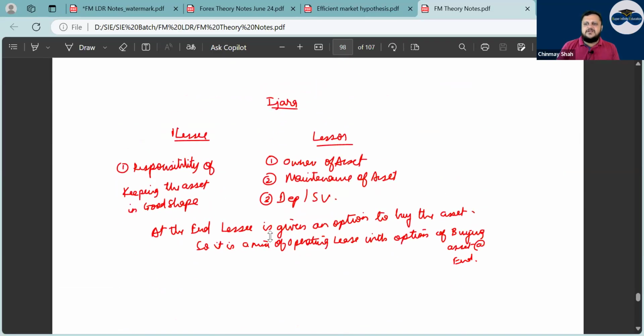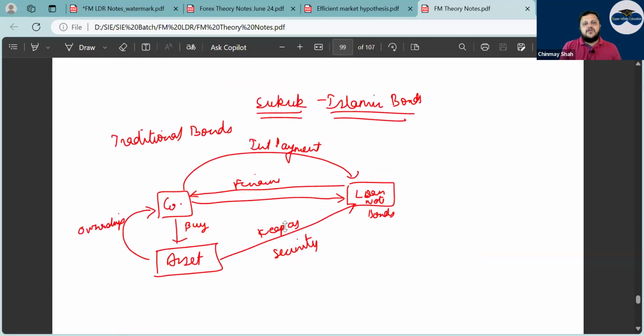Ijara means what? Lessee and lessor, correct? Responsibility of keeping the asset in good shape, maintenance of the asset, depreciation or scrap value lies with the owner of the asset, and at the end of the lease, the lessee is given an option to buy the asset. So it is a mix of operating lease and an option at the end.